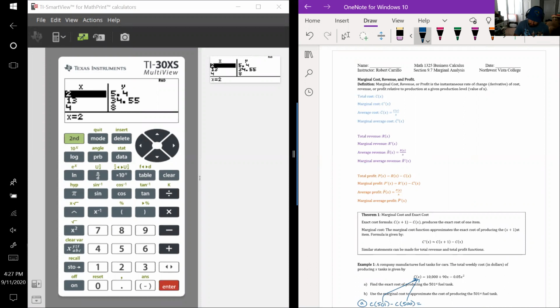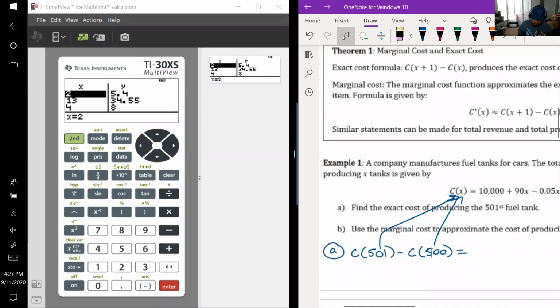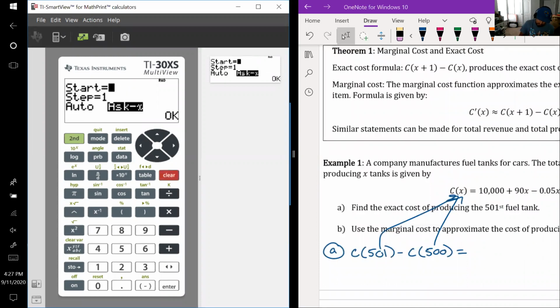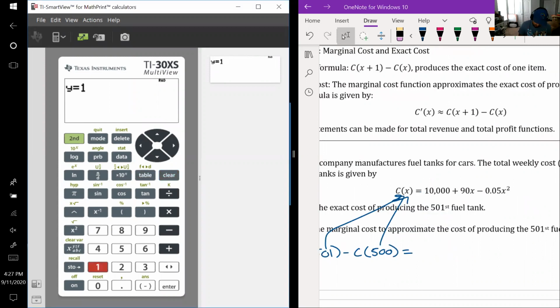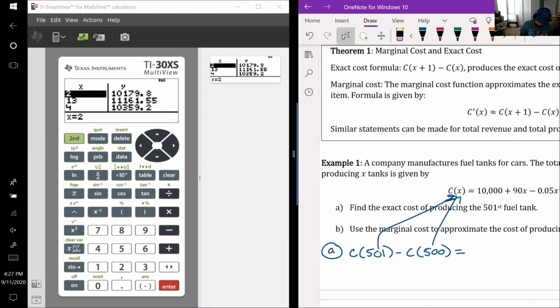Let me just get situated. All right, clear, table, clear. Let me type in the function that we see: 10,000 plus 90x minus 0.05x squared. Enter. And now I'm going to type in 501, and I'm going to type in 500.